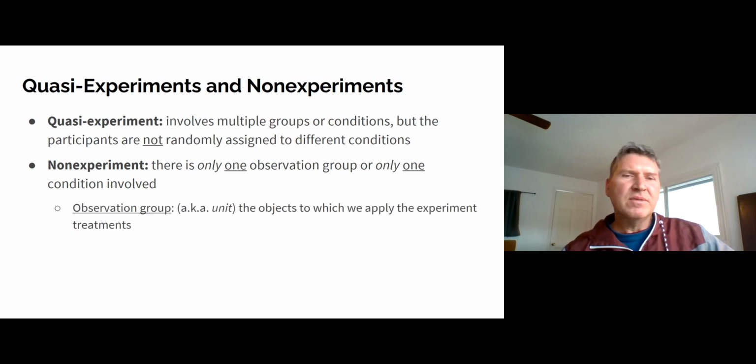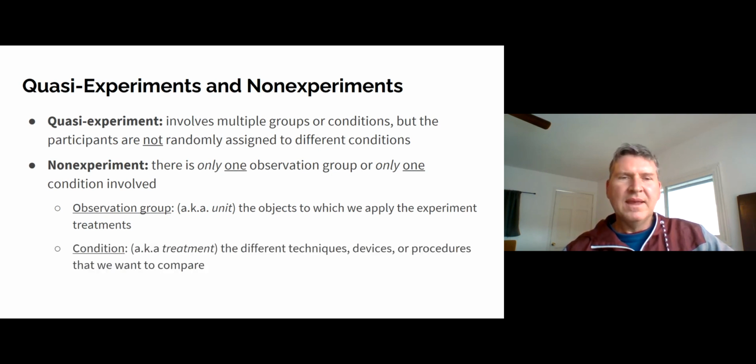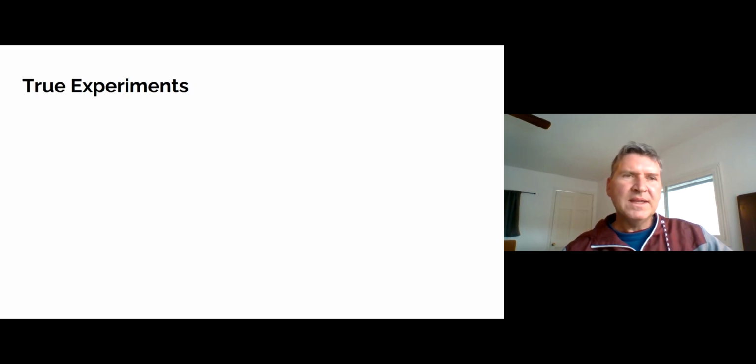So the observation group, remember that's the unit. In HCI, these are typically humans, and they're in a sample that's representative of the overall population. Then we also have conditions or treatments, and these are the different techniques or devices or procedures that we want to compare. So these are the different elements of the experiment that we're going to alter to see how that changes our outcomes. This leads us to true experiments.